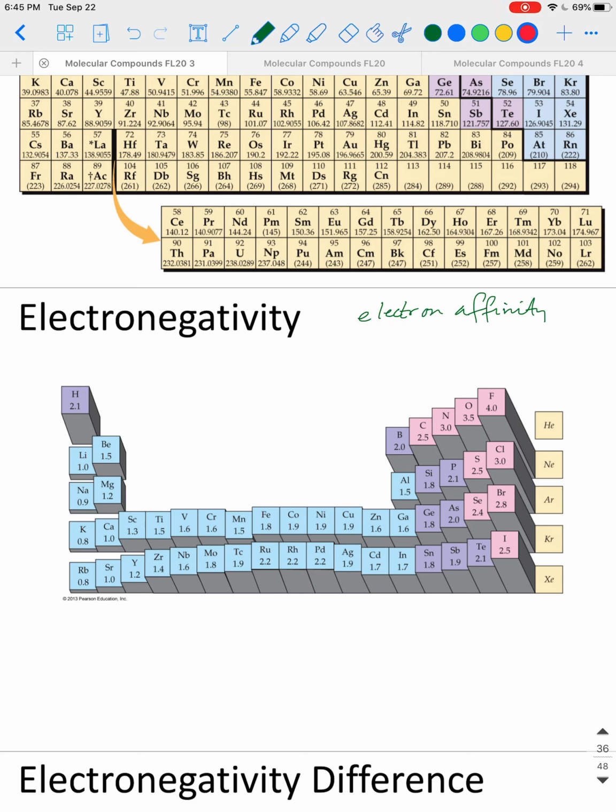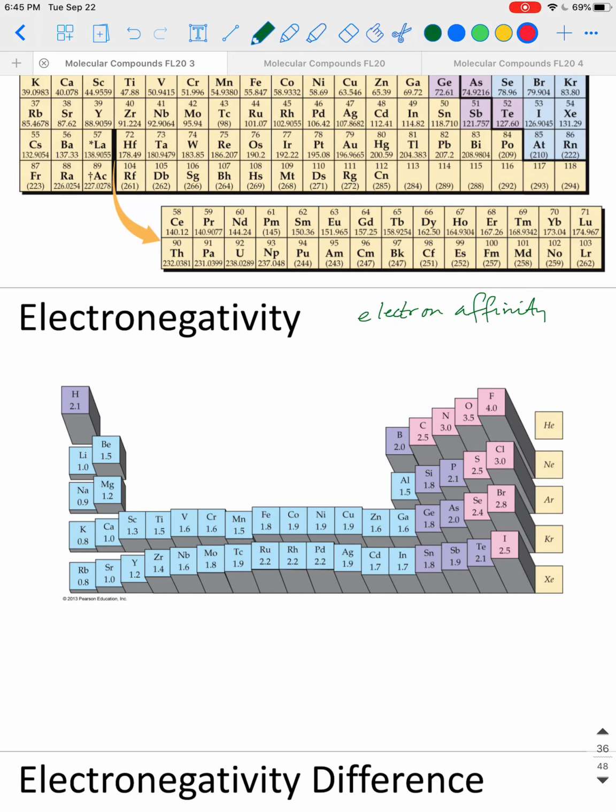We said the halogens have the highest electron affinity. They have 7 valence electrons, and if they get one more, they're stable. They're like a noble gas, so they have the highest electron affinity of all the groups on the periodic table. And electronegativity is similar, but not quite the same. Electronegativity is talking about atoms within a bond, okay? Electron affinity was just talking about atoms in general.